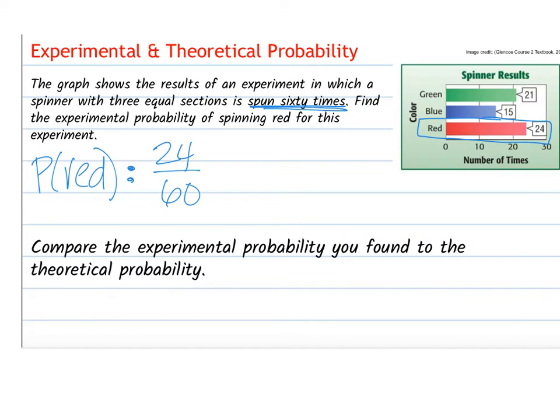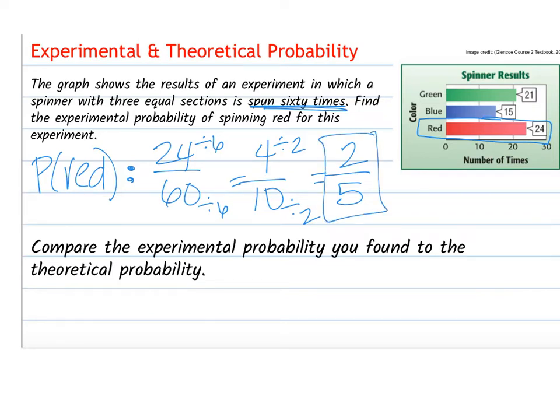24/60ths. I can divide both the numerator and the denominator by 6. So 24 divided by 6 is 4. 60 divided by 6 is 10. And then I can look again, and I can see 4 and 10 can both be divided by 2. So I'm going to simplify it again. So 4 divided by 2 is 2. 10 divided by 2 is 5. So the experimental probability of spinning a red is 2/5.